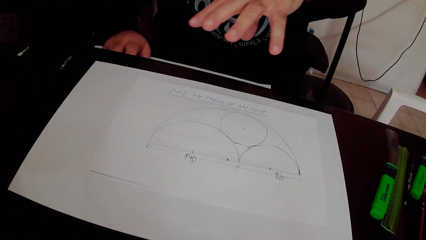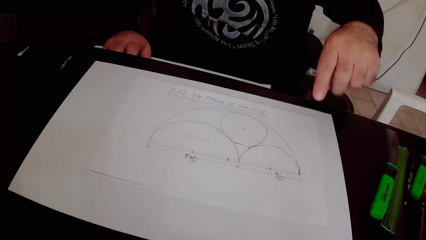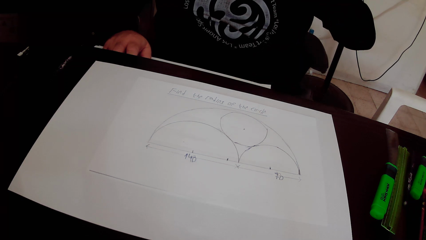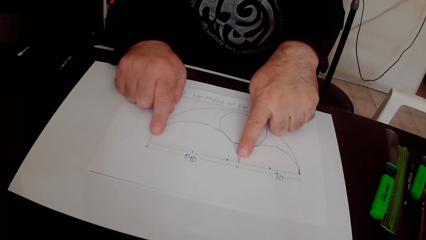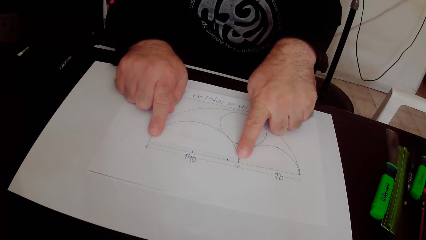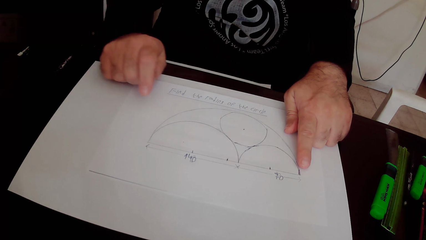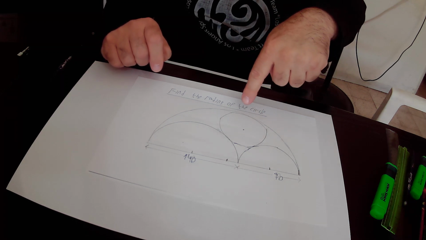Hello, in this lecture we'll find out the radius of the circle. In the drawing we have a big semicircle. Inside this big semicircle we have two semicircles and a circle. We know that this line segment equals 140 units and this line segment equals 70 units. Our mission is to find out the radius of this circle.